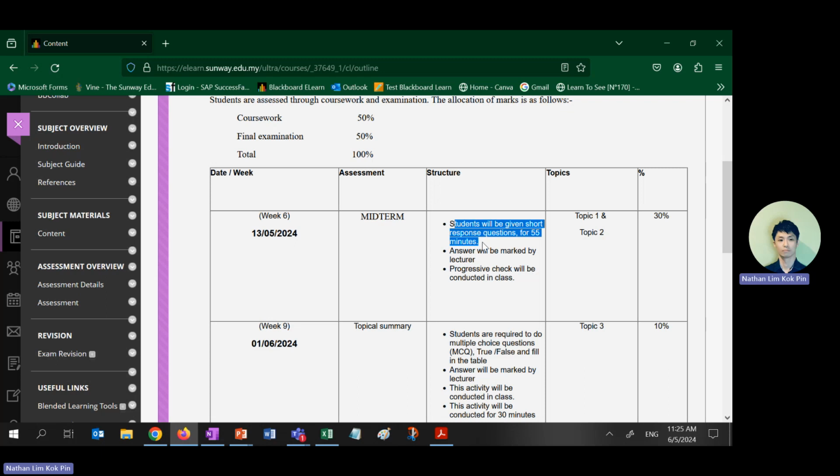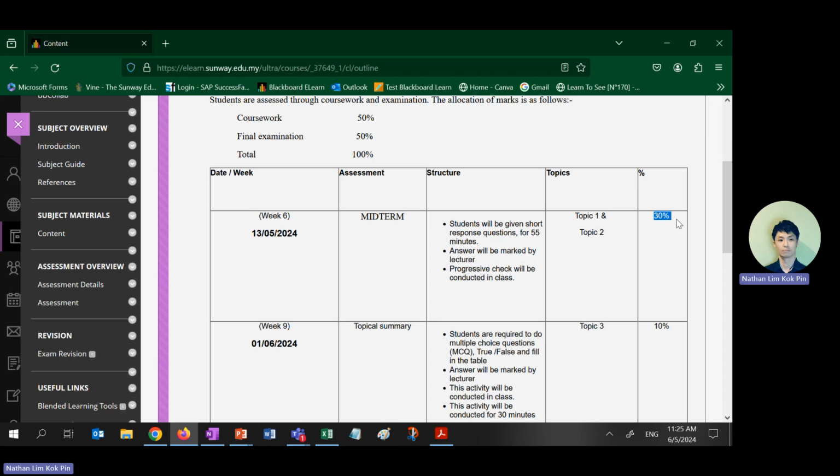Anyway, the test is 55 minutes. 5 minutes is for me to distribute paper. So it's 55 minutes. The answers will be marked by me, done inside the class during class time. Topic 1 and 2, depending on how much I cover until this week. I think I can finish market equilibrium, so it'll be until market equilibrium. It depends, because I haven't come up with the paper yet.